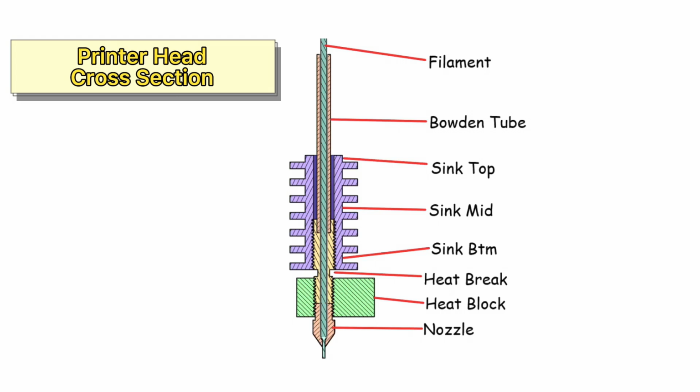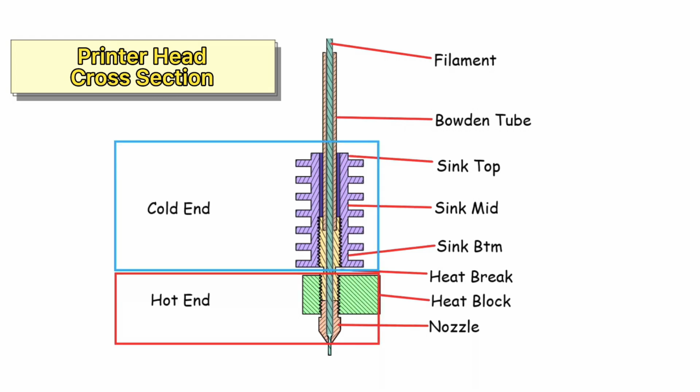A typical 3D printer head can be broken up into a hot end and a cold end. The job of the hot end is to heat up the filament and extrude it out at an even temperature. And the job of the cold end is to not let the heat from the hot end seep into parts that we don't want to be damaged.